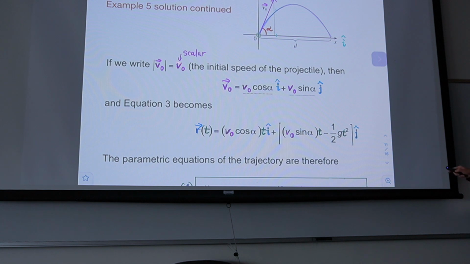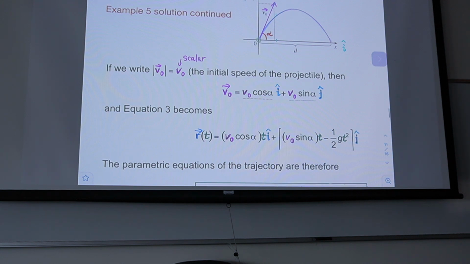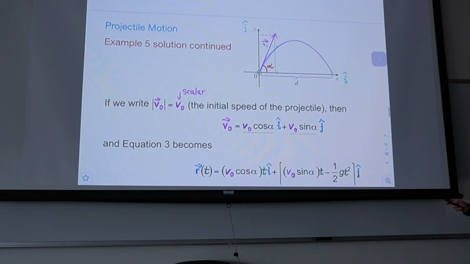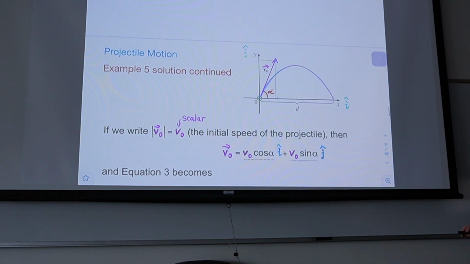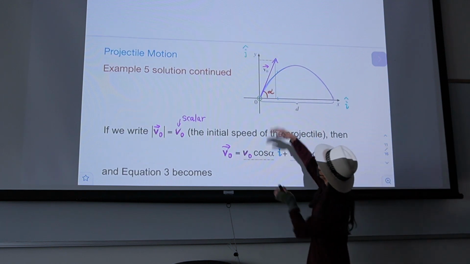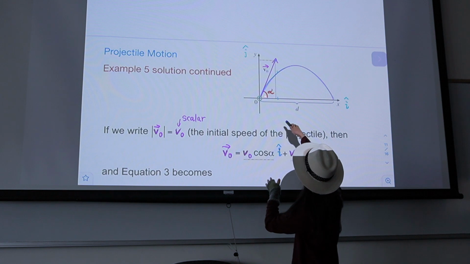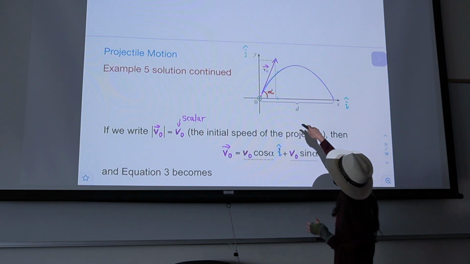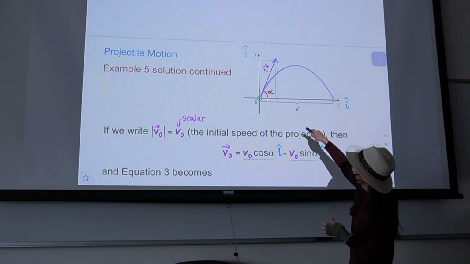Okay, that's this one. Then if you decompose this initial velocity into the i and j directions, how do you get that? If you decompose that into this i direction, basically it just takes this times cosine alpha, right?